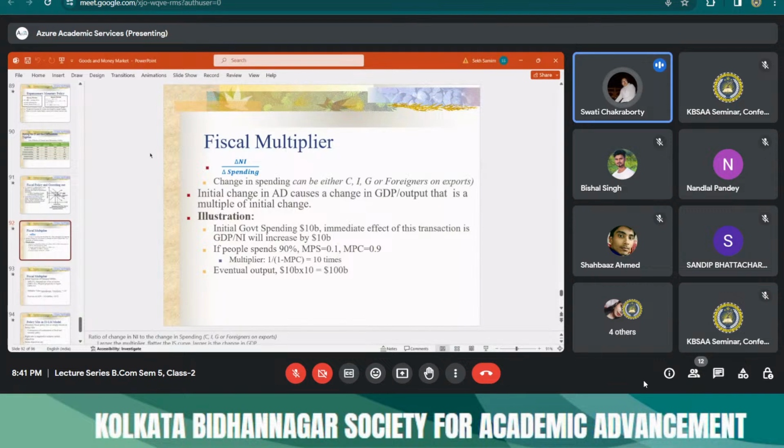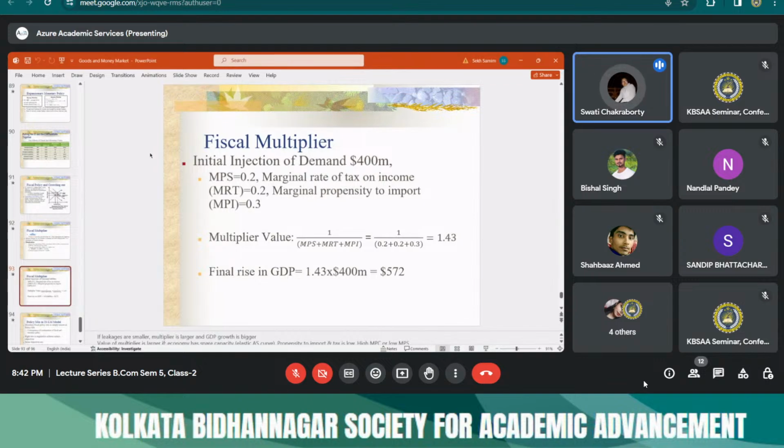Now, let's go with another example of it. Suppose the initial demand is $400 million. Marginal propensity to save is 0.2. The marginal rate of tax on income is 0.2. Marginal propensity to import, that is MPI, is 0.3. So what will be the multiplier value in this case?